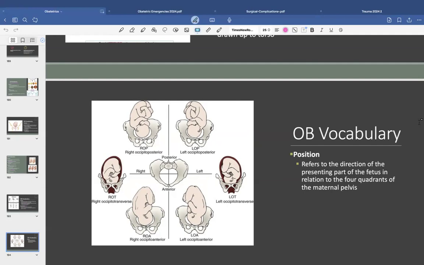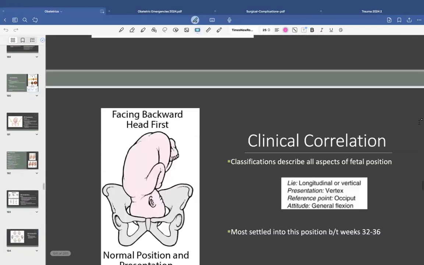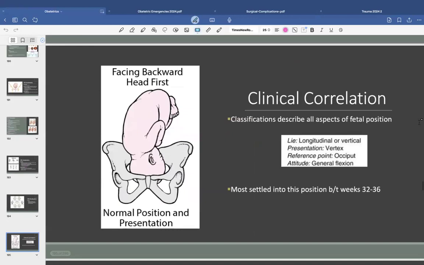Clinical correlation: classifications describe all aspects of the fetal position. What is the lie? Is it longitudinal, vertical? Presentation: is it vertex or cephalic? The reference point is the occiput, that bony protuberance in the back of the head. Attitude is general flexion. These are things that you want. Most babies are settled into this position between weeks 32 and 36. Ideally, we want the head down, facing the mother's back, chin tucked, just like in that picture.